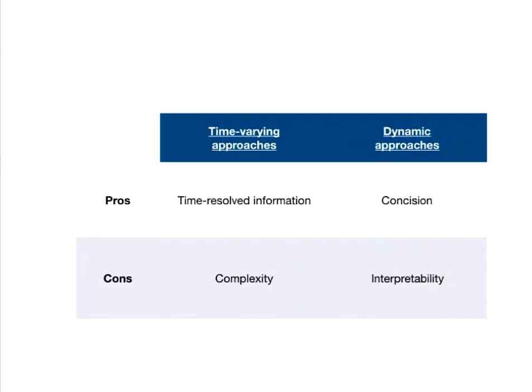But the price to pay to have access to this time-resolved information is that you will have a much more complex model of the data, because you need different models at different time points. Whereas in the dynamic case, if you use a first-order autoregressive model, you have a very concise representation of the dynamics that you observe in the data. So it really depends on the application that you are considering, and there are different cases where time-varying would be preferable and other cases where a dynamic representation would be more adequate.